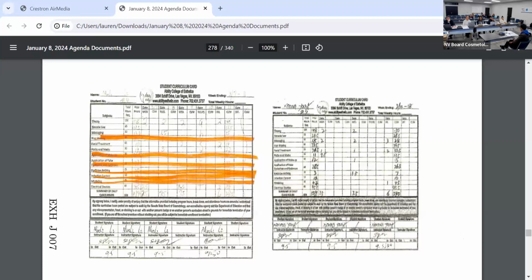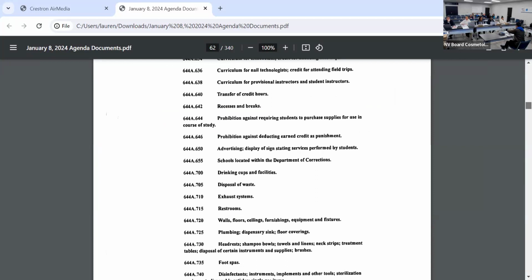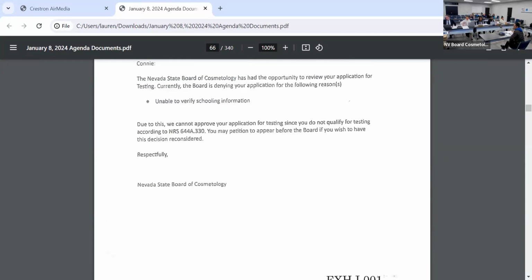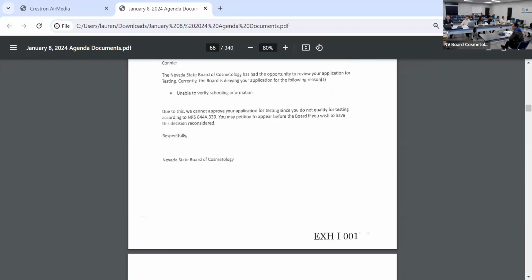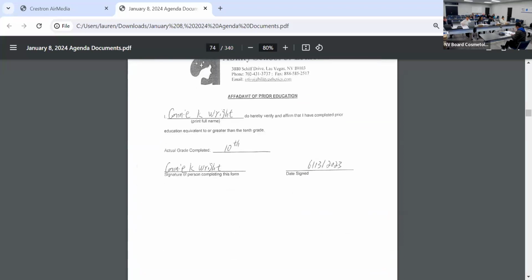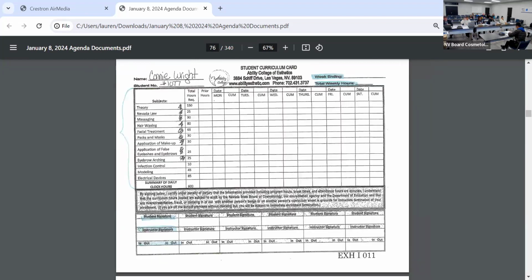Let's go to Exhibit I, page 11. Connie Wright was a student that graduated and was submitted for final review by our licensing department for final testing. This was submitted as part of her packet.